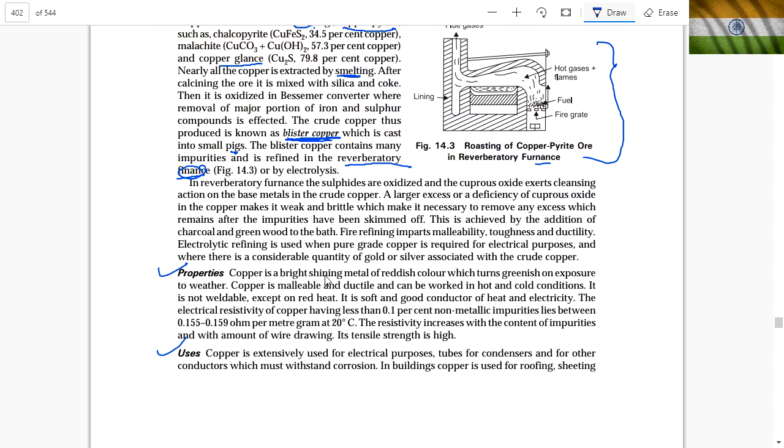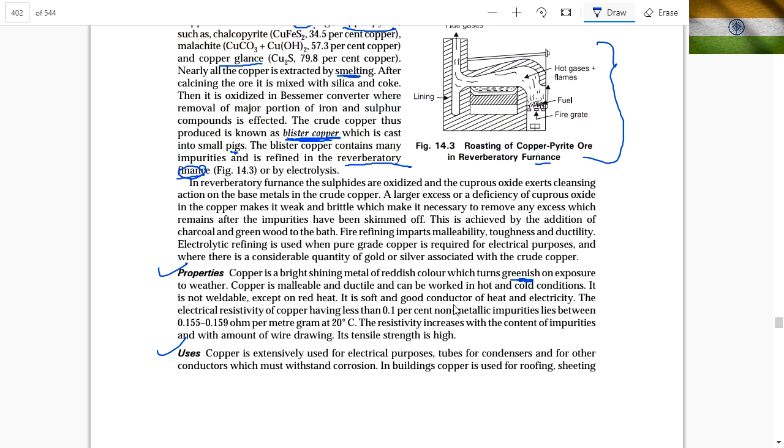So copper, as you know, is a bright shining metal of reddish color. And one more thing, when this copper is in moist weather, it is converted into a greenish color, right? Copper is malleable, ductile, and can be worked in hot and cold conditions. It is not weldable, but you can do soldering, except at red heat.